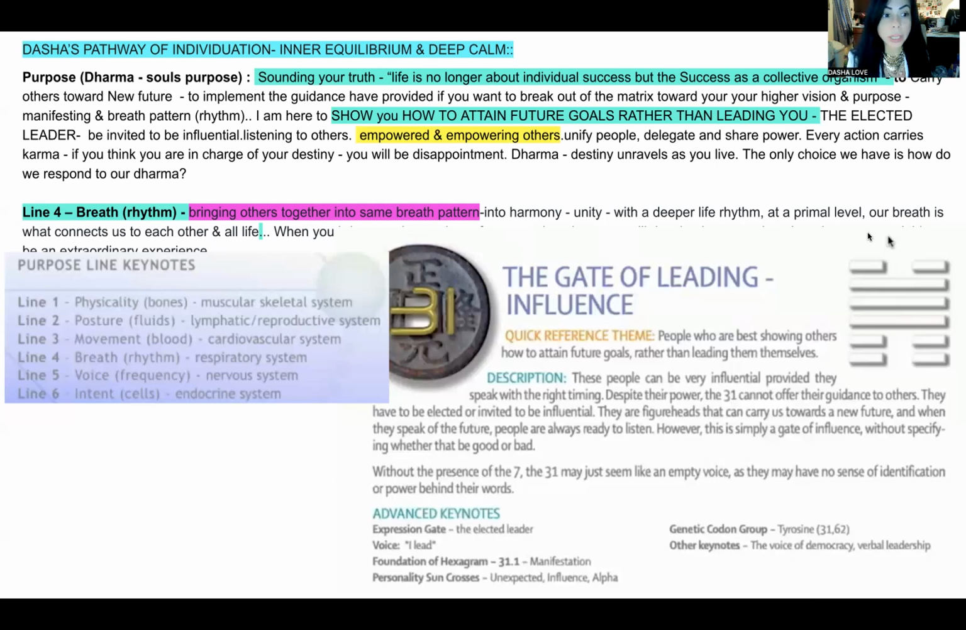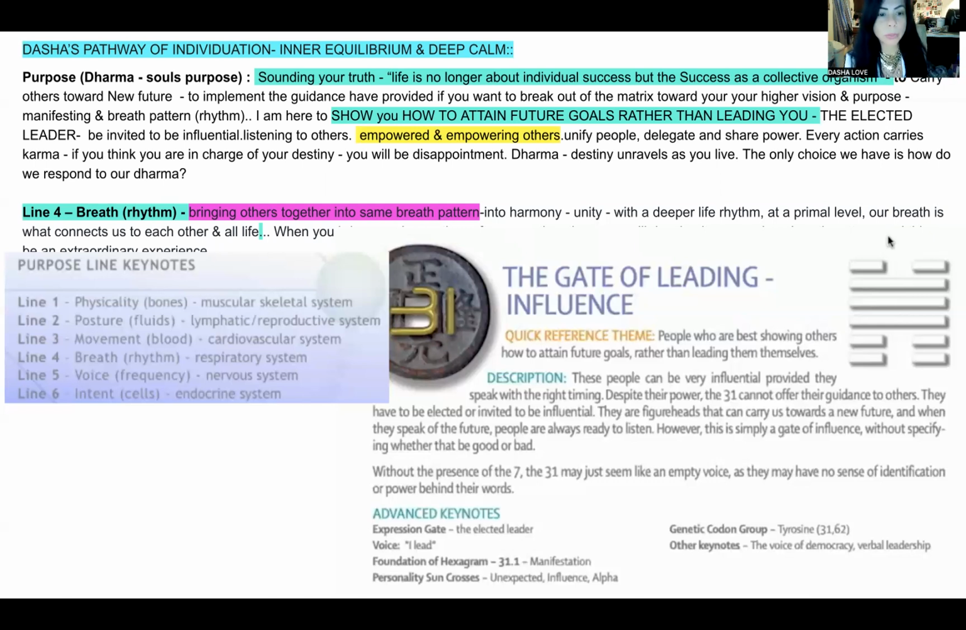So every action carries karma, right? If you think you are in charge of your destiny, you'll be disappointed, because Dharma, destiny, it unravels as you live. And the only choice we have is how we respond to our Dharma. Okay, so now I have the fourth line here, which is the breath, which is the rhythm, and it's all about bringing others together in the same breath pattern, into harmony, into unity, right? Within this deeper life rhythm.